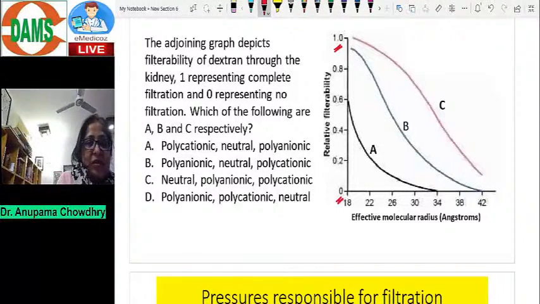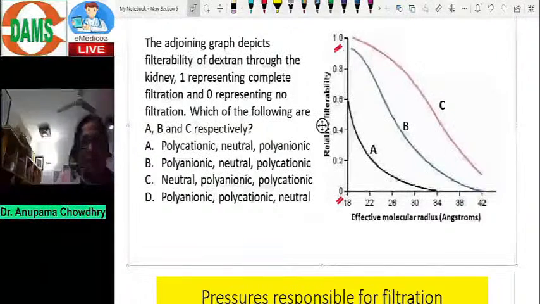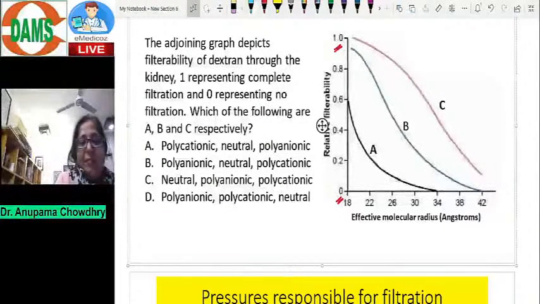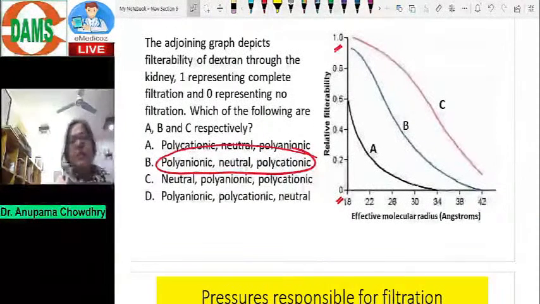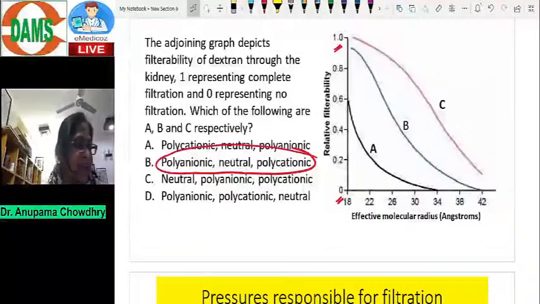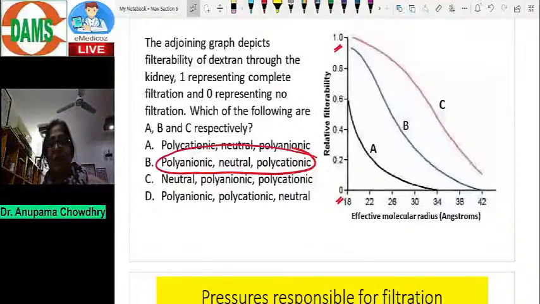So my answer to this question is A is polyanionic, B is neutral, C is polycationic. This is going to be my answer. This was the INI-CET question which was asked.